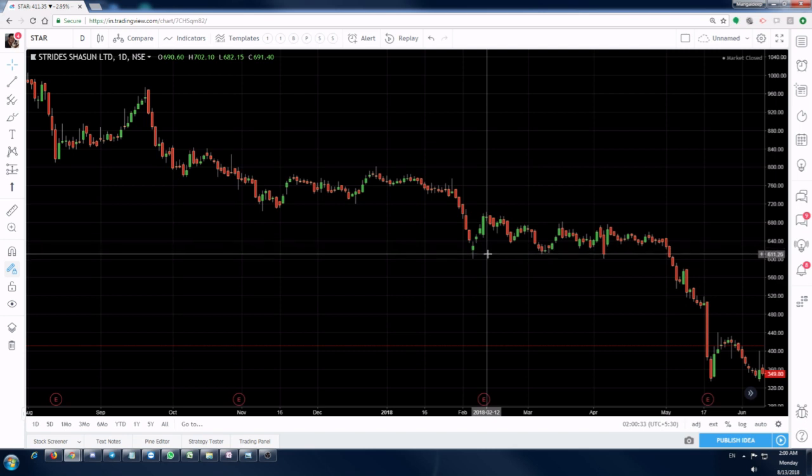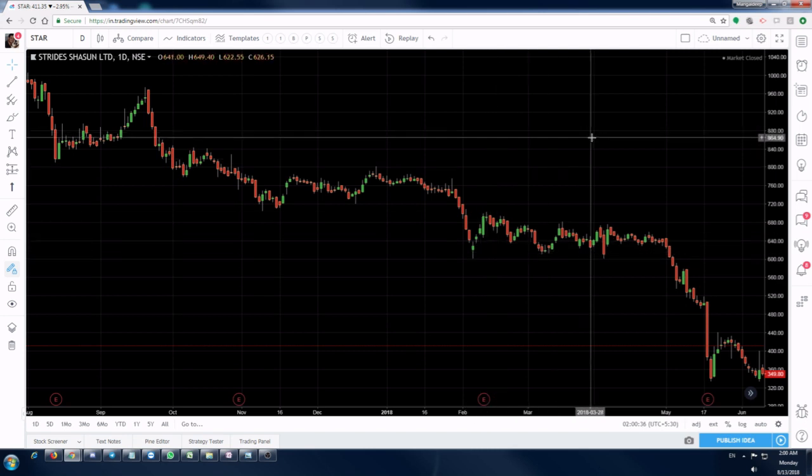Okay, now another thing, some people also believe that if you get a candle like this, you get a candle like this, okay, so they say that if you get a candle like this with a big wick, then it is called a dead cat bounce. Now is that true?